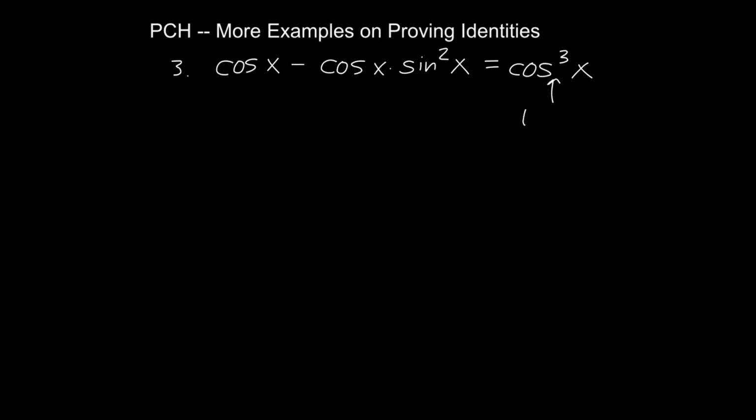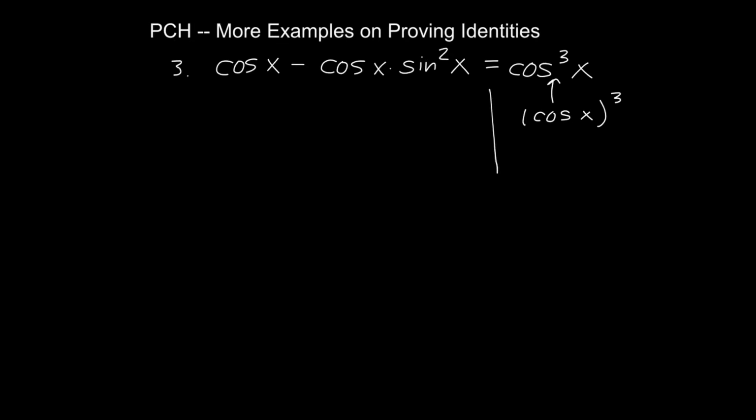So we did 2 examples in class and here is example 3. We're going to prove this: cosine of x minus cosine x sine squared x equals cosine cube x. This cosine cube x is the same as if I had written cosine x in parentheses and then cubed the whole thing. Okay? So the first thing here is you choose a side to work on.